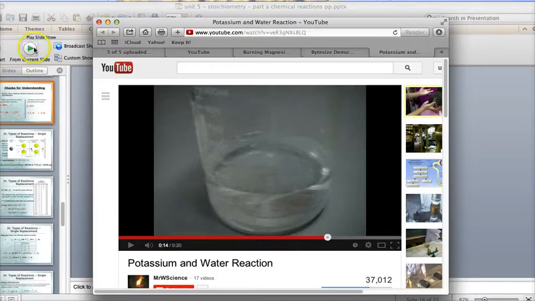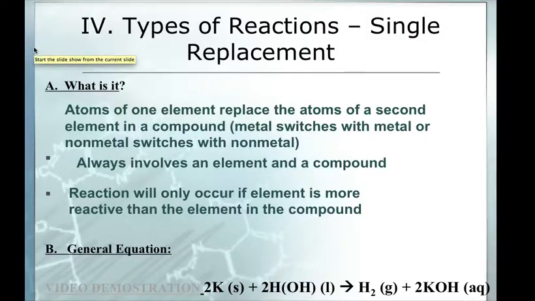Okay, so that's an example of a single replacement reaction, which is here. Potassium is a metal. It's an alkali metal, group 1. It's extremely reactive, as you can see from the video. As soon as you dropped it in the water, now notice how they wrote water a little bit differently than normal, but it can also be written that way. It reacted immediately, gave off hydrogen gas, and formed potassium hydroxide.